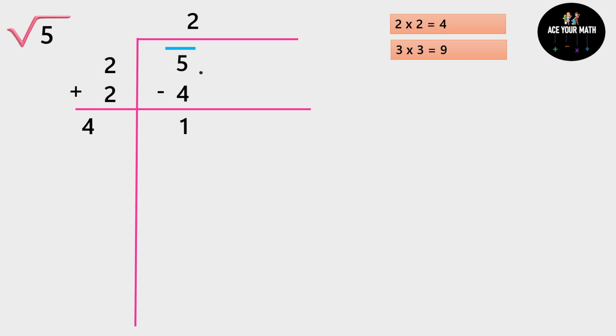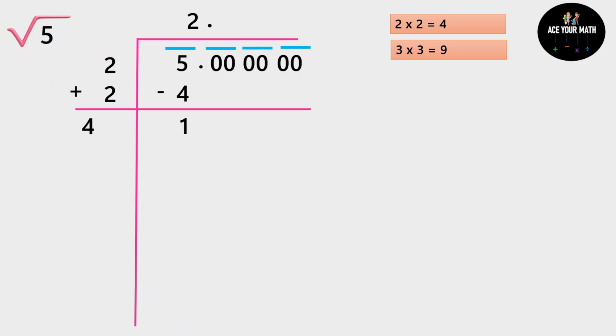See, you can put a decimal after 5. Okay, now since you are putting a decimal after 5, the same decimal you will add in your result as well. So after 2 also you put a decimal. Okay, let's say we want to find our answer up to 3 decimal places. So for that you will take 3 pairs of 0. Okay, so after the decimal you can add 3 pairs of 0.